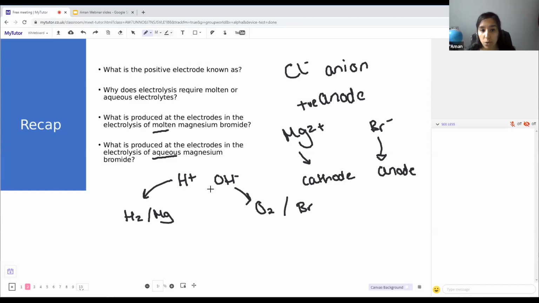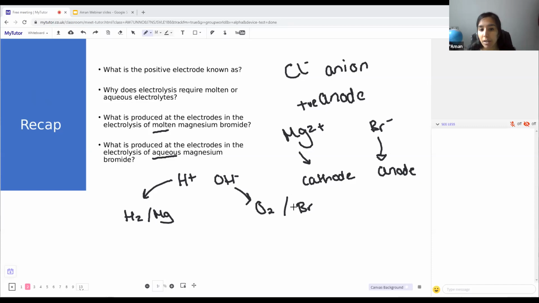With the anode, everyone's right, it's bromine. So there are a few rules with regards to whether bromine is produced. The first thing is whether it's concentrated. In this question, it didn't say whether it's concentrated or dilute, so you can assume it's concentrated. And that basically means then that bromine is produced.